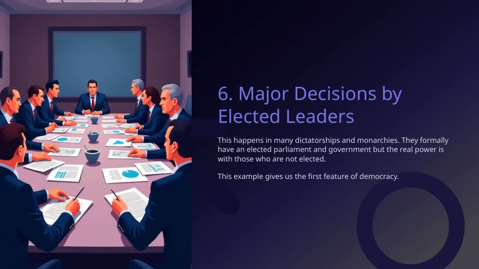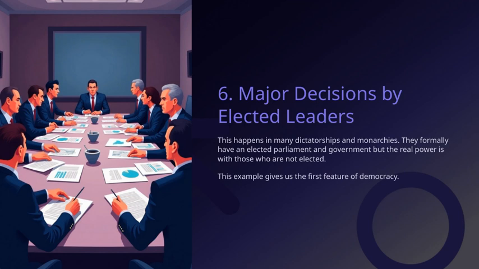Now, let's look at major decisions made by elected leaders. This situation occurs in many dictatorships and monarchies. They might have an elected parliament and government on paper, but the real power often lies elsewhere, typically with those who are not elected. This is a key point because it highlights a gap between official structures and actual control.